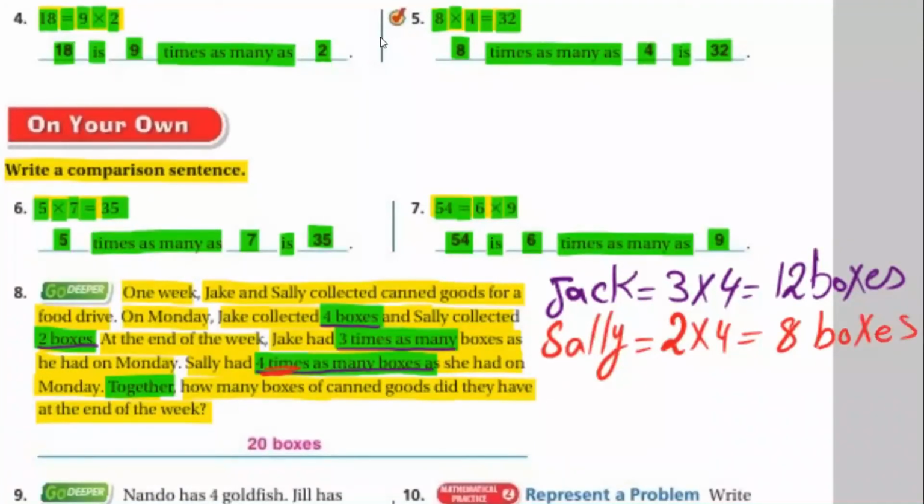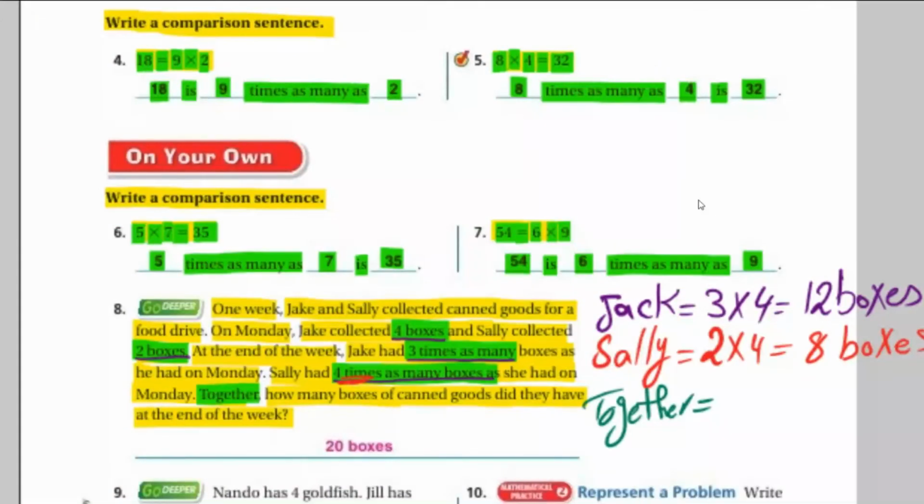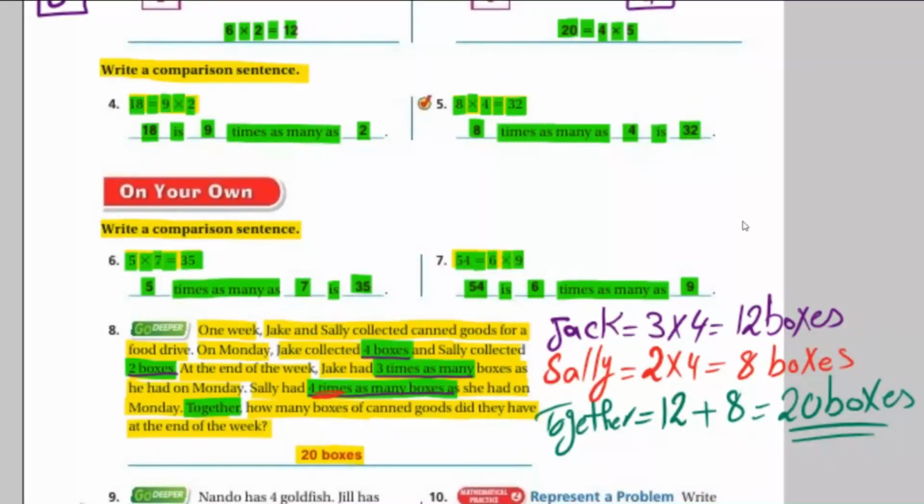After that, we want to get how many boxes they had together at the end of the week. Together equal 12 plus 8 equals 20 boxes. Okay, that's our answer here. So they have at the end of the week 20 boxes. That's our lesson for today.